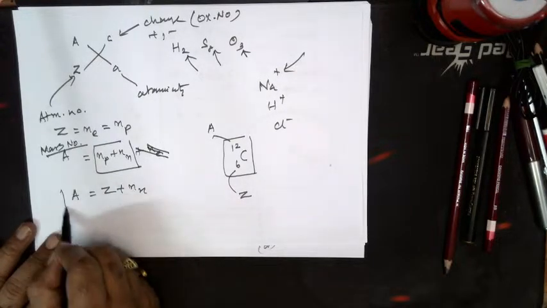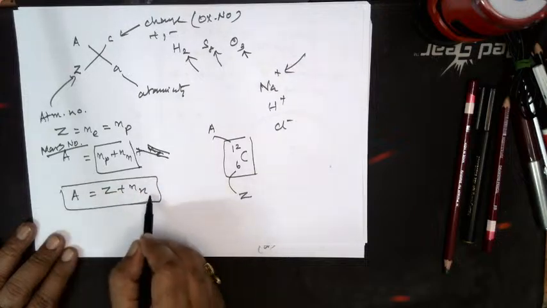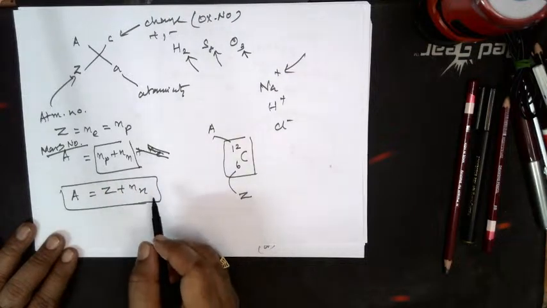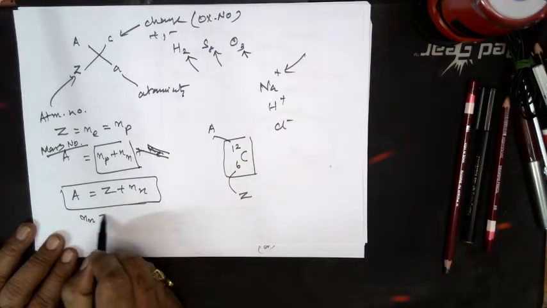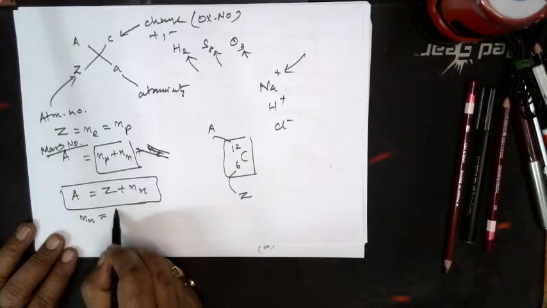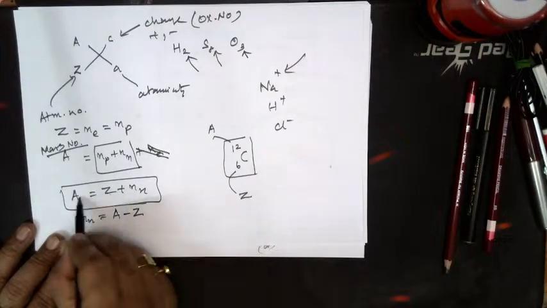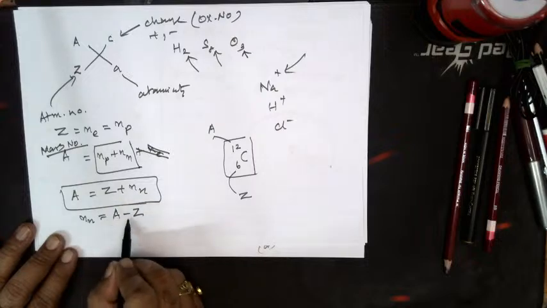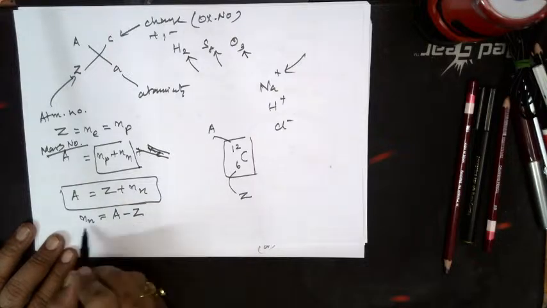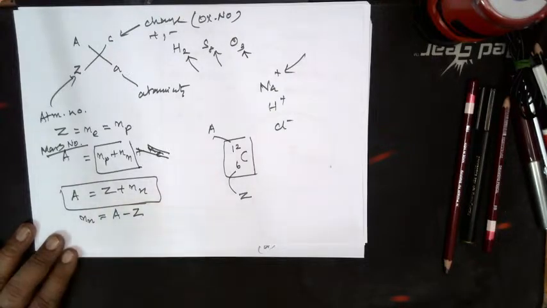So by having this equation, now you can count the number of neutrons also. How? The number of neutrons can be calculated by subtracting Z from A, right? You can bring the Z. So mass number minus atomic number gives the number of neutrons. It gives some idea about the number of neutrons.